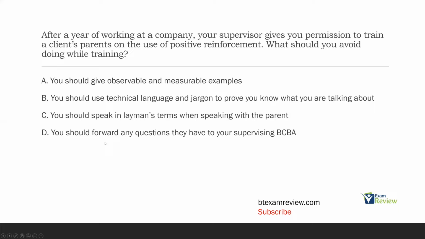You should forward any questions they have to your supervising BCBA. Yes, even though the supervisor gives you permission to train, you're still operating under the supervision of the supervisor, and you still need to forward questions you have or they have to the BCBA. So you want to do A, C, and D. What you want to avoid is B. You have to avoid using technical language and jargon just to prove you know what you're talking about.